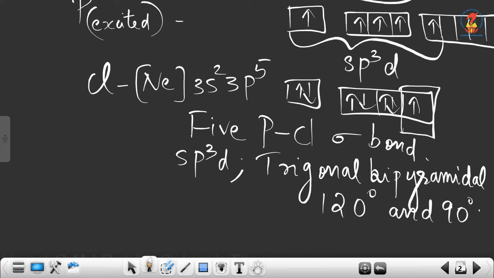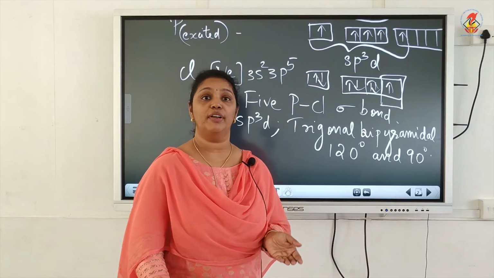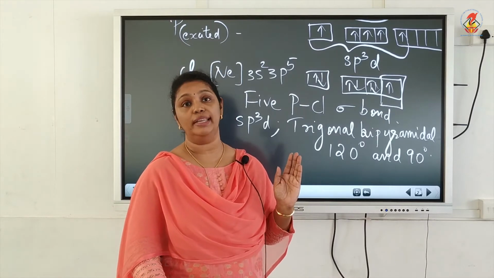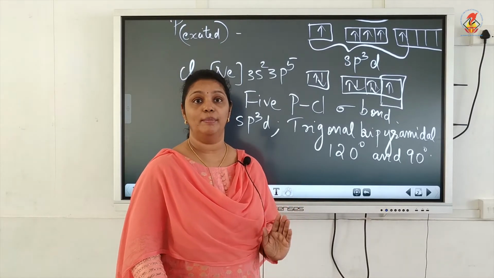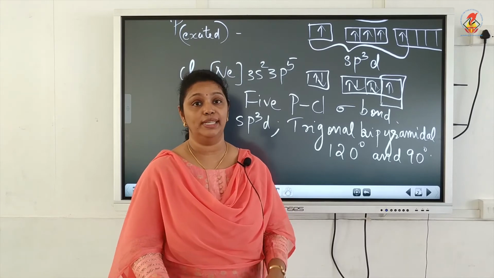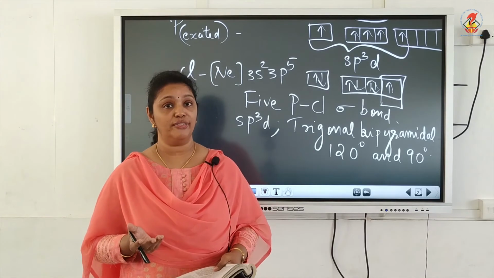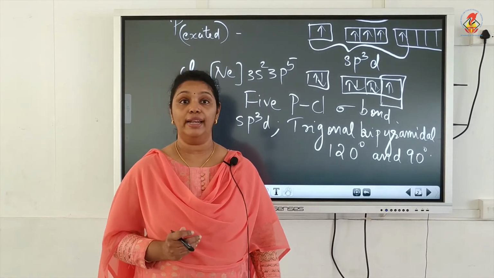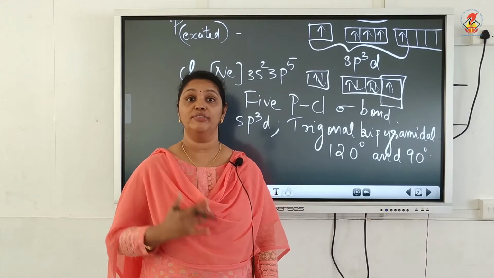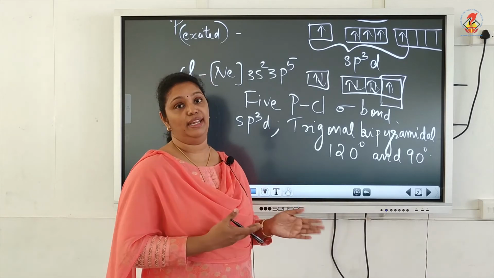Now, we already discussed the shape of the PCl5 molecule on the basis of VSEPR theory, and we saw that the shape is trigonal bipyramidal with 2 bond angles, 120 degrees and 90 degrees. So if you are asked to explain the formation of the PCl5 molecule on the basis of valence bond theory or on the basis of hybridization, you have to explain like this.